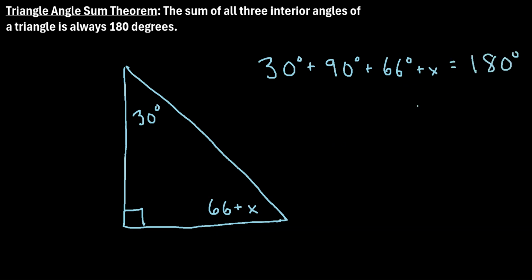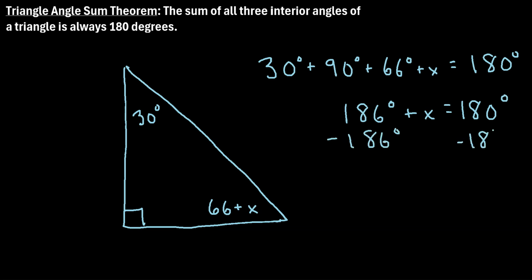So we can solve for x. 30 plus 90, that's 120, plus 66, that's 186. So we get 186 degrees plus x must be equal to 180 degrees. To solve for x, we can subtract 186 from both sides, and we find that x is equal to 180 minus 186, which is negative 6. So that's our final answer.